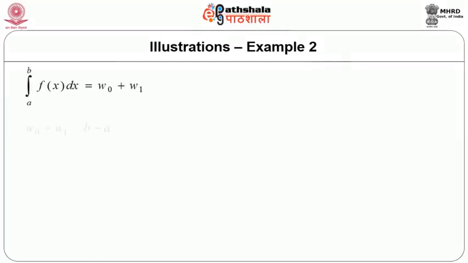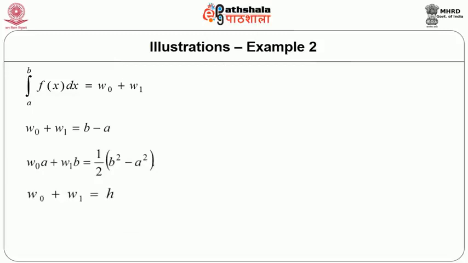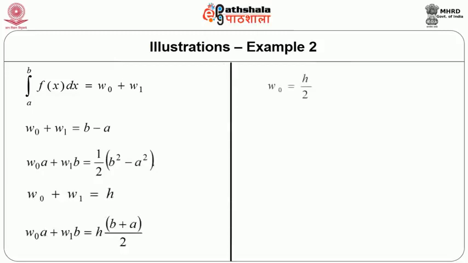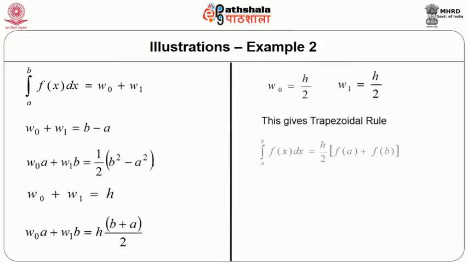This will give us two conditions, two equations to be solved in unknowns w0 and w1. When we put f(x) equal to 1, we get the integral from a to b of f(x) dx as w0 plus w1, f(x) is 1. So, you get the answer b minus a is equal to w0 plus w1. Secondly, we put f(x) equal to x, the integral is x square by 2, b square minus a square by 2 is equal to a into w0, f(x) is x.